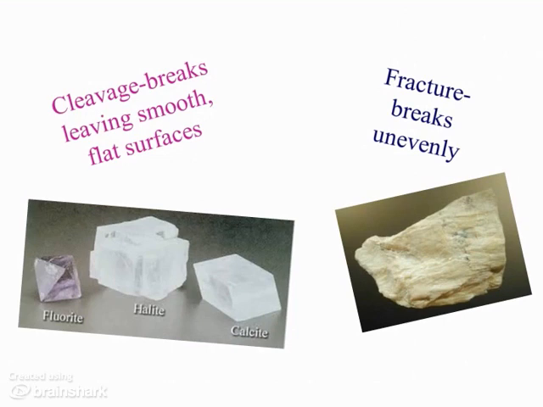Now what we've got here is two different ways that a mineral can break, and a mineral is going to have either one or the other. If you look on the left, those minerals in the picture break with cleavage, which means when they break, the crystal structure makes nice straight edges. If you look at the fluorite and the halite, which is actually salt, and the calcite, those all broke with nice straight edges, but the one on the right has what we call fracture. It doesn't break with nice straight edges. It's kind of like jagged, uneven edges.